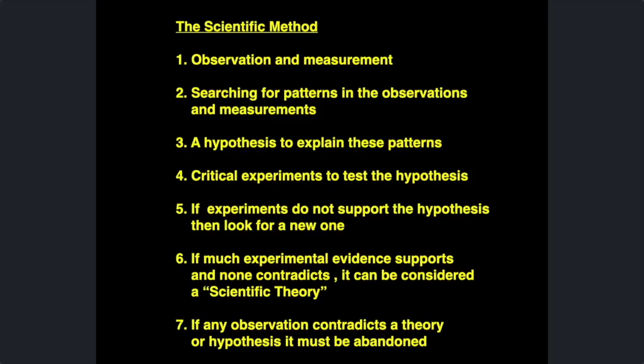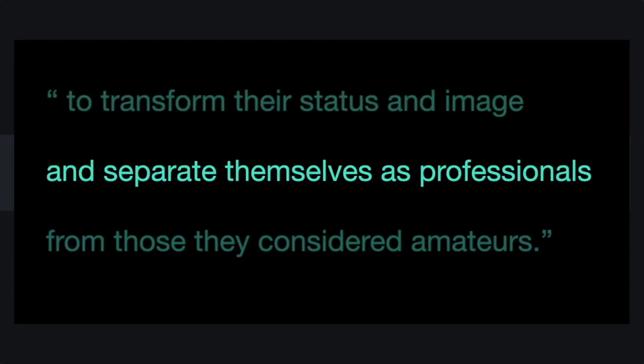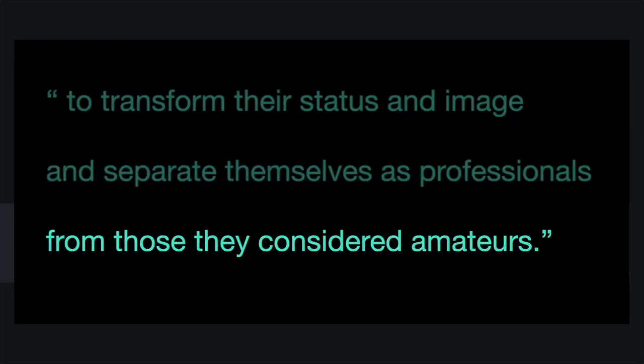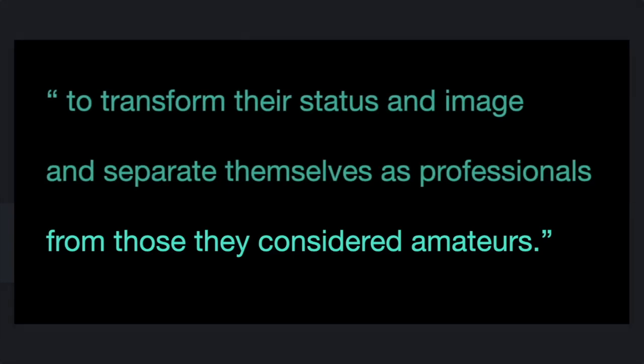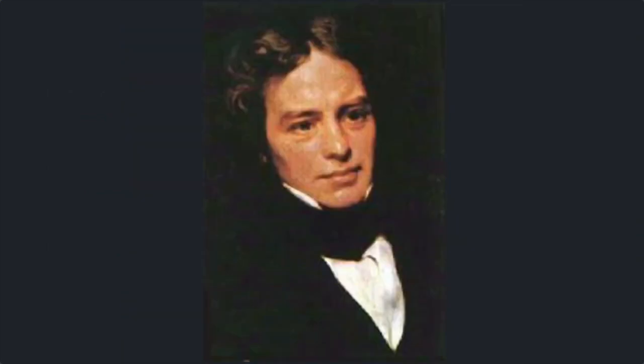Right from episode 1, I've been pointing out that real science, science which follows the scientific method, was a wonderful, exciting and productive endeavour. But as Brian G. Wallace pointed out, in 1840 a group of Americans coined the word scientist and set up an organisation ostensibly to transform their status and image and separate themselves as professionals from those they considered amateurs. Up to that time, science had been open to anyone. Newton, Brahe and Euler were mathematicians. Lavoisier was an aristocrat. Faraday was a completely unqualified bookbinder.